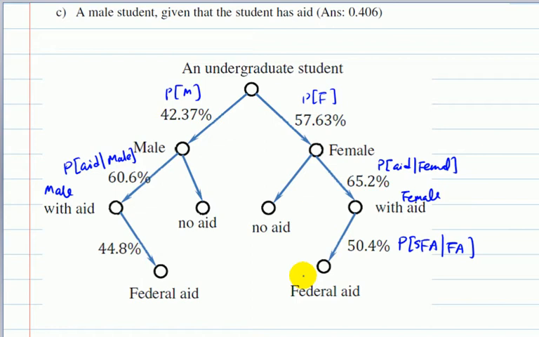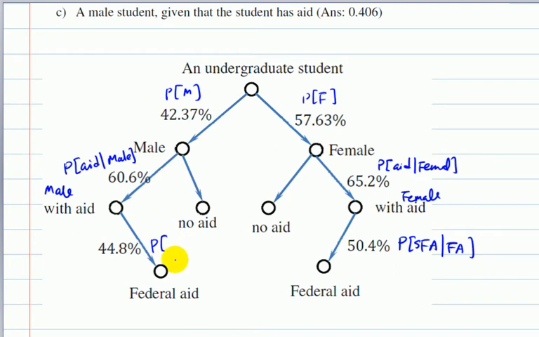I put on some labeling here. This number represents the probability of male, probability of female. This number is the conditional probability, the probability of getting financial aid when it's a male student, and the probability of getting financial aid for female students. And this number here is basically the probability of getting federal aid when you have a male student with aid.